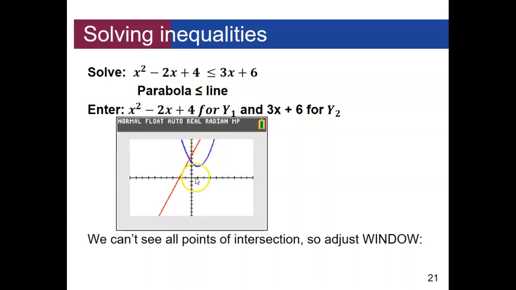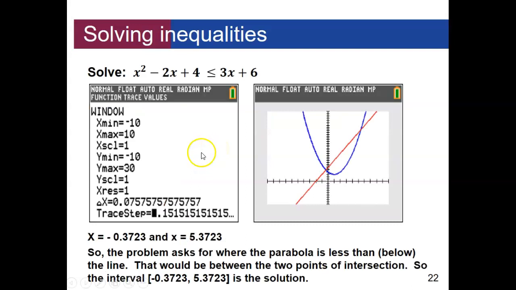So in looking at this, we clearly can't see all of our points of intersection because we're missing something up in here. So we're going to adjust our window. The x's work fine for standard, but the y minimum we can leave the same, but the y maximum we need to at least move up to around 30. We're looking to see where the parabola is below the line. Okay, so less than or equal to is going to mean below. So that's this part in here. Okay, so we're going to find this point of intersection, and we're going to find this point of intersection, and then it's going to be all the values between those.